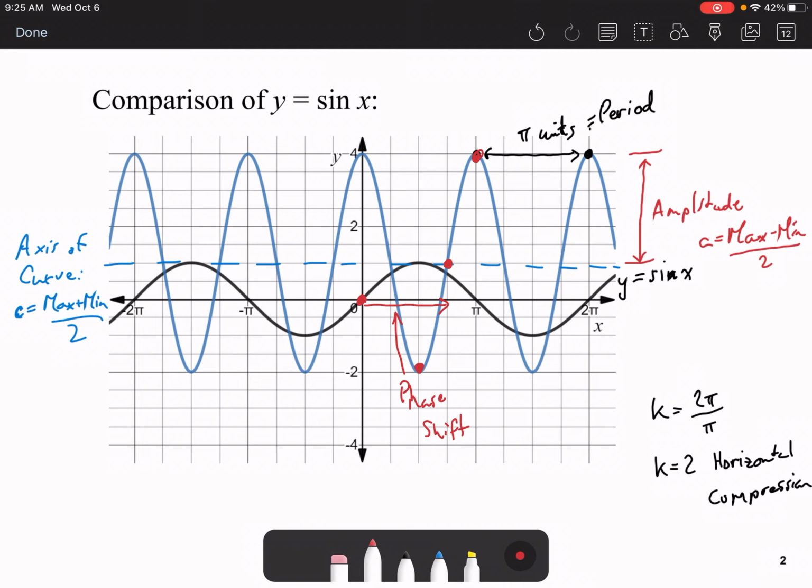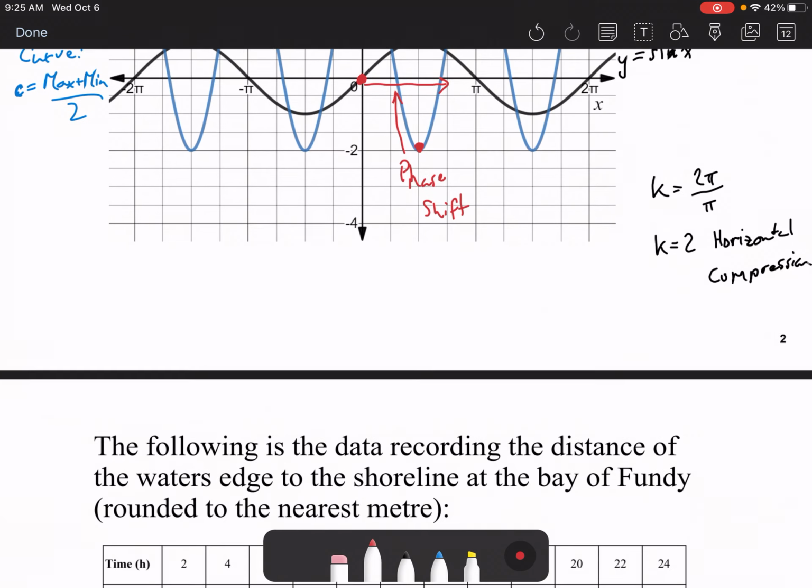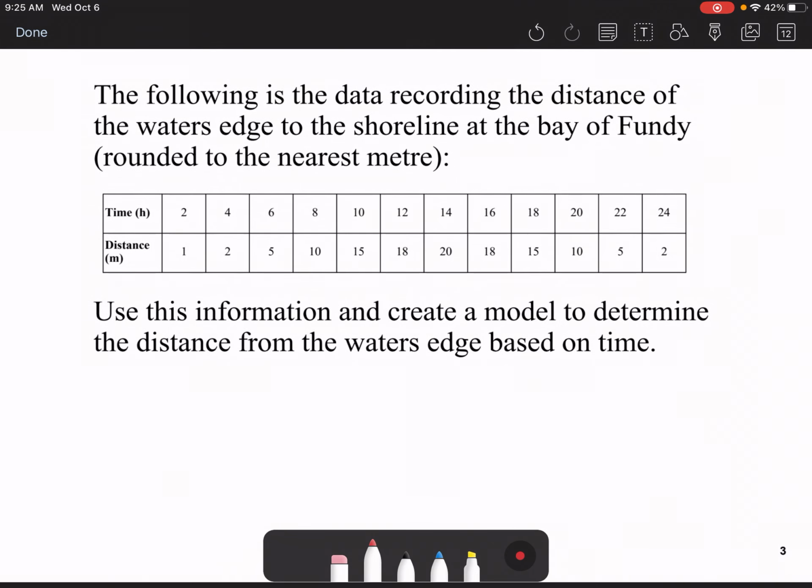Phase shifts can change and are always based on whatever function you're modeling it to. So if you're modeling to sine, this is what the phase shift would be. If you were modeling to cosine, you'd see how far it's translated. And you can even try to change your amplitude to a negative value, and that may change your phase shift as well. So let's take a look at an example of how we can use this.